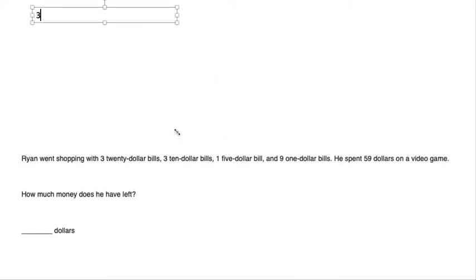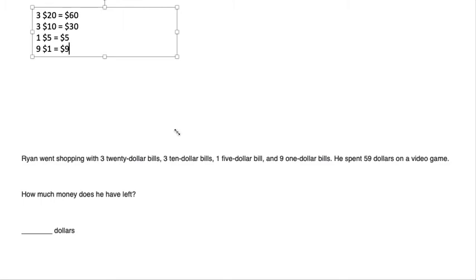Okay, 3 $20 bills. Well, if I count by 20s, 20, 40, 60, that's $60. Okay, then he has 3 $10 bills. If I count by 10s, that's 10, 20, 30. And then he has 1 $5 bill, which is just $5. He also has 9 $1 bills, which is $9.